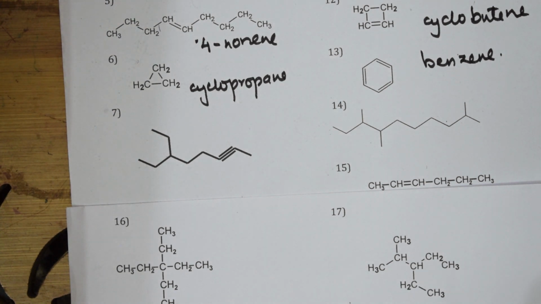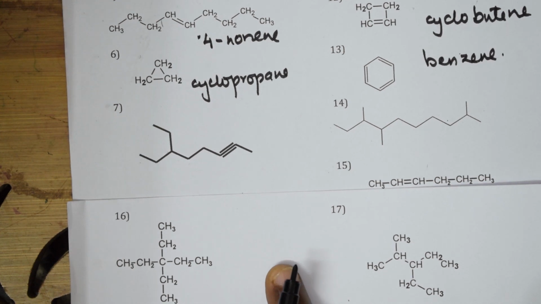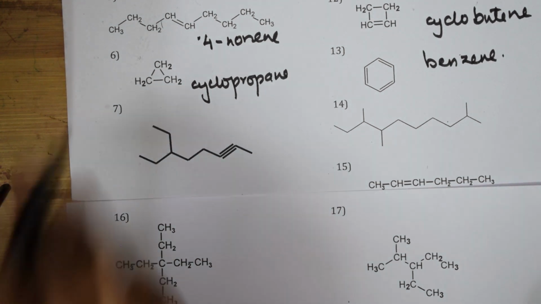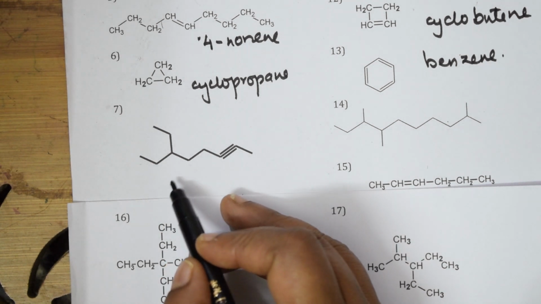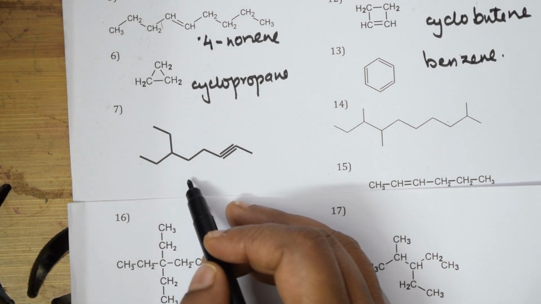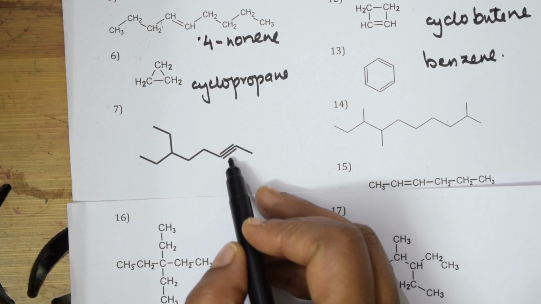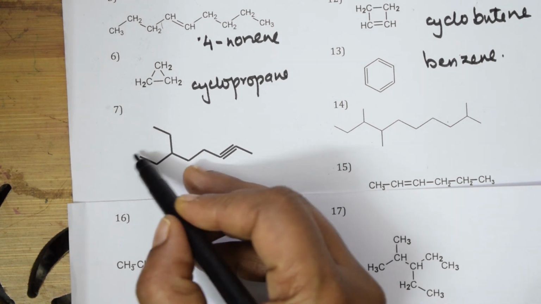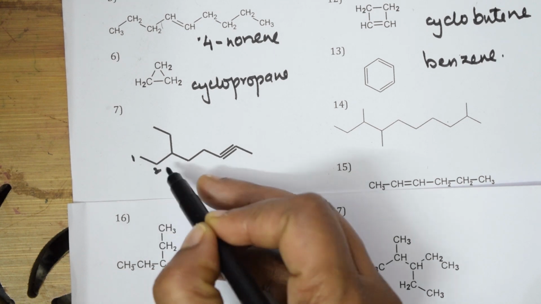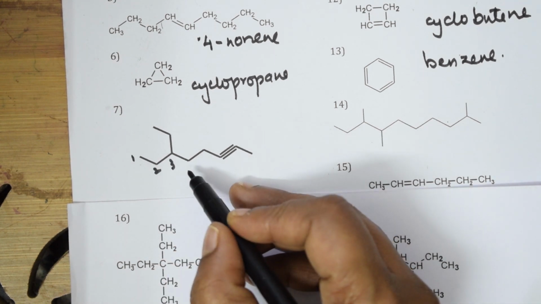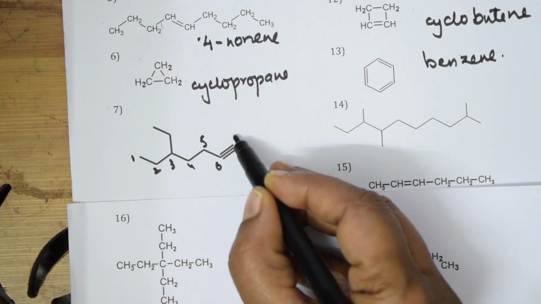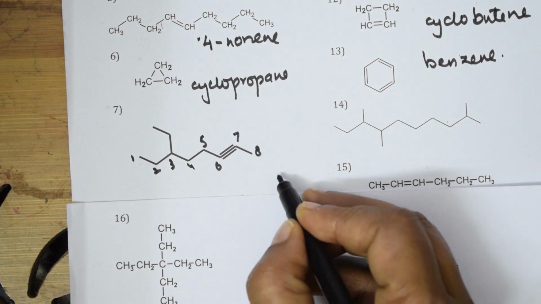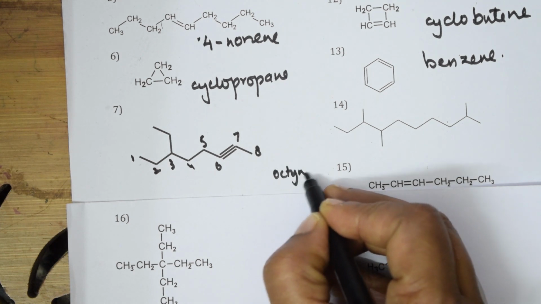I think when I come to the 7th example, what is the 7th example? Here this is a bond line structure. No carbon atoms given. But here there is a triple bond given. You have to be careful. This is an alkyne. Now start numbering. First carbon, second carbon, third carbon, fourth carbon, fifth carbon, sixth carbon, seventh carbon, eighth carbon. So the parent chain is octane, triple bond.